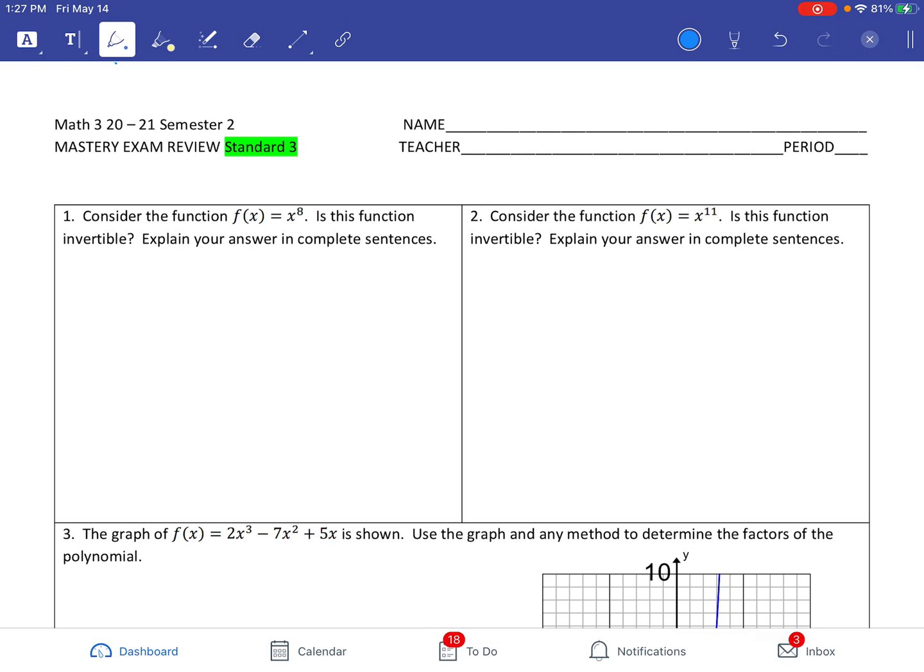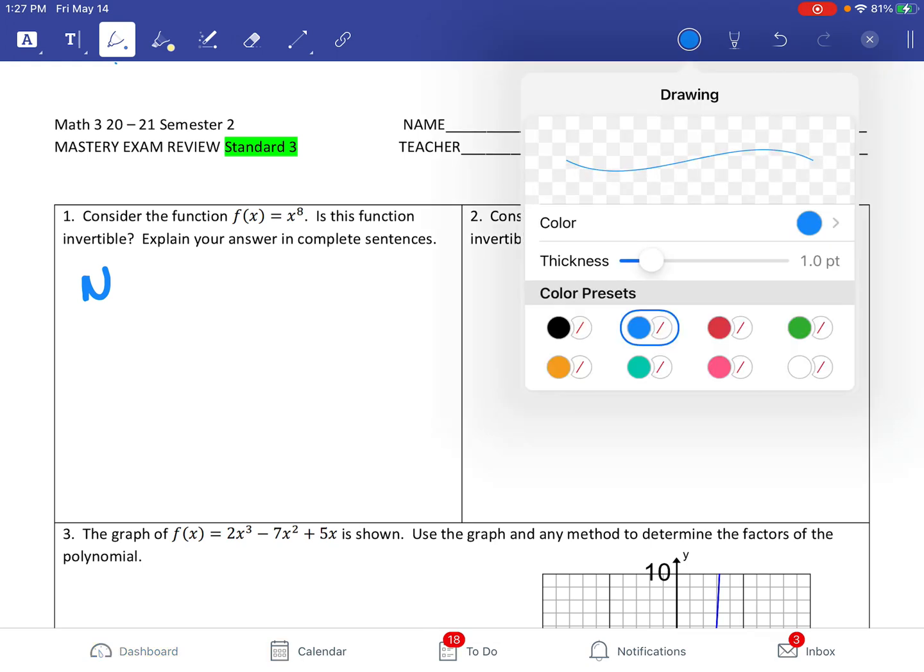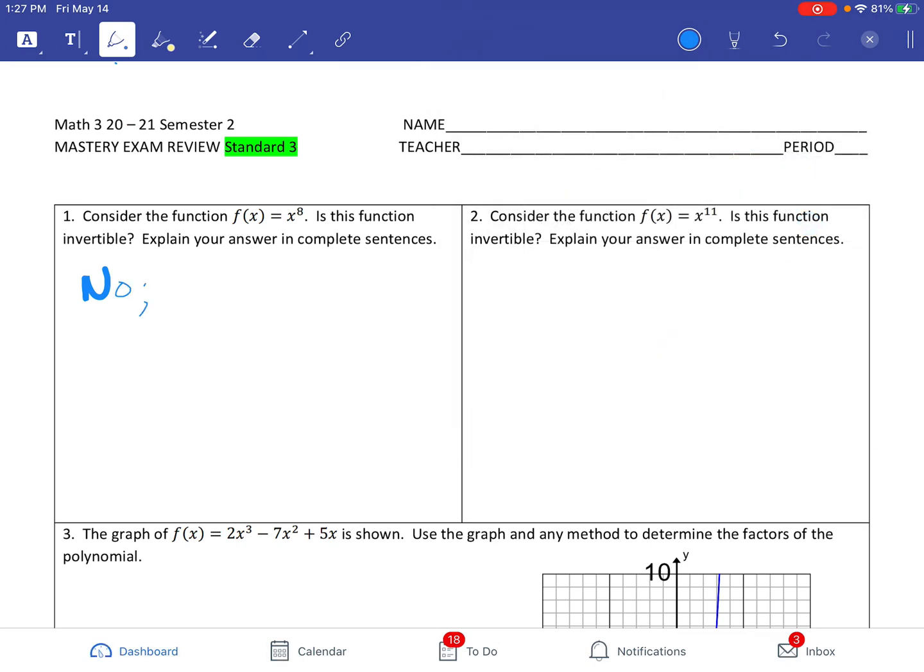Number 1, consider the function f of x equals x to the 8th. Is this function invertible? It is not invertible for two reasons. Number 1, it does not pass the horizontal line test. And 2, even degree functions are not invertible.